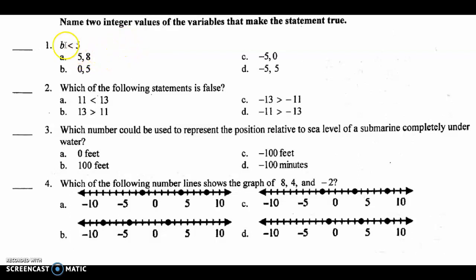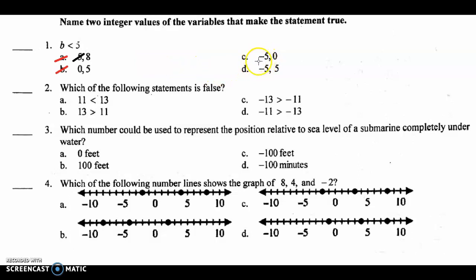So instead of B is less than 5, we're going to say 5 is less than 5. And is that true? Well, it isn't, right? So this one can't be right. We're going to take that out of our options. Next one, 0 is less than 5. Is that true? Yes. 5 is less than 5, that's not true because we know 5 is equal to 5, so it's not less than 5.